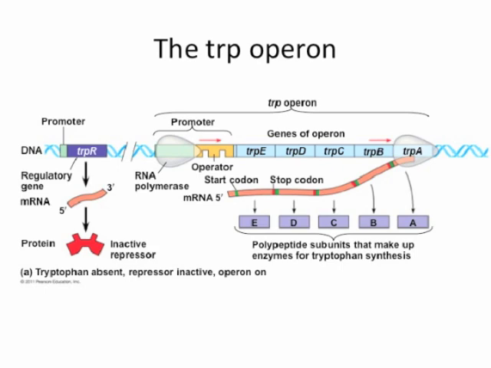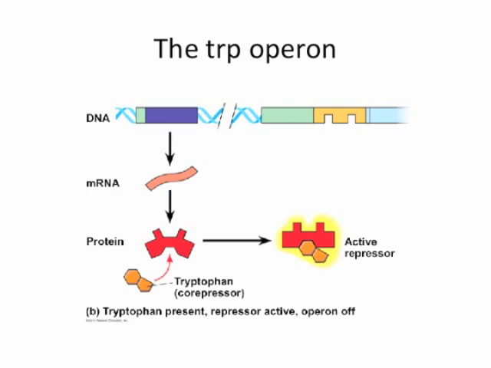And how they do that is that tryptophan will actually bind to that repressor protein and turn it from an inactive protein to an active protein.